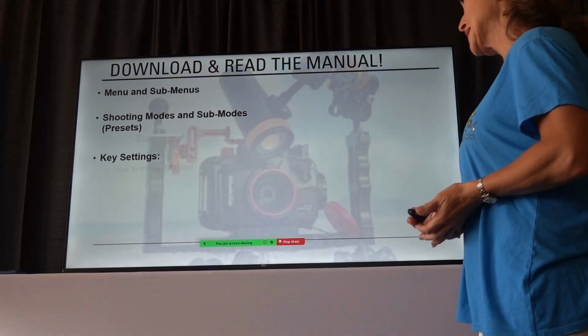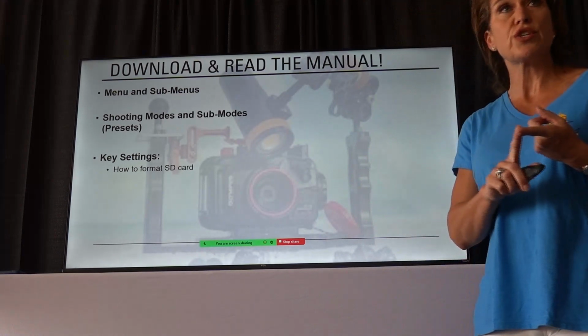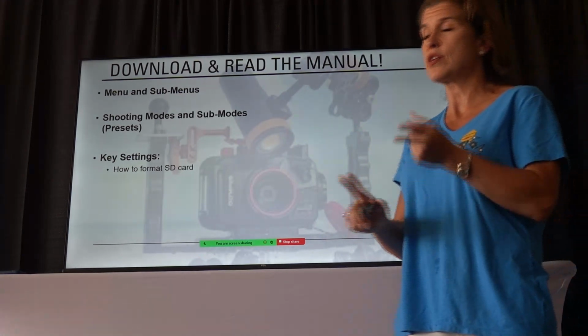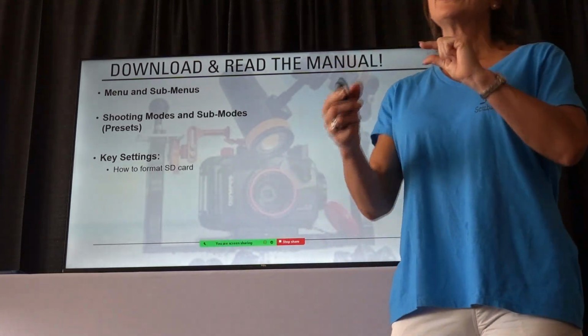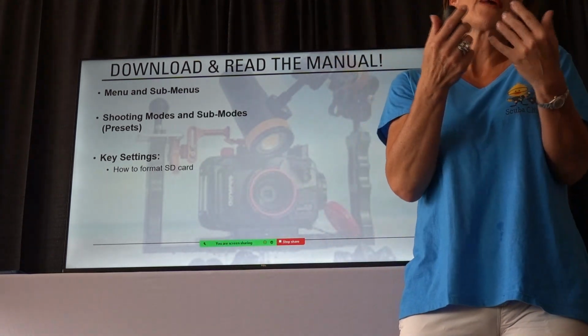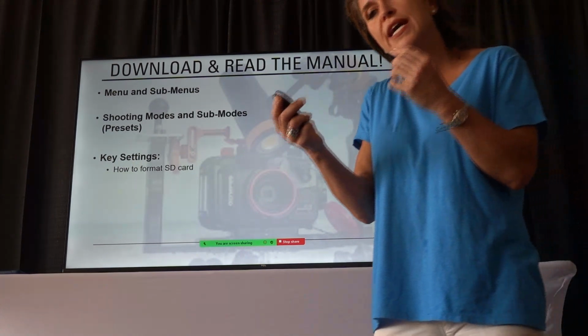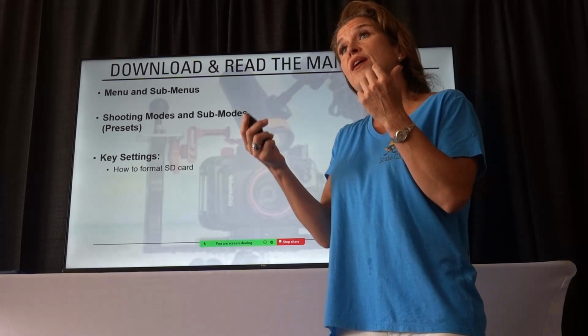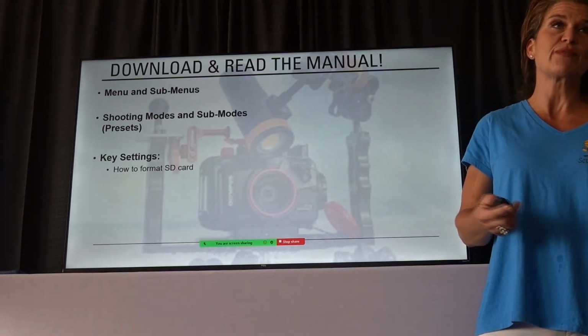The key settings. These are going to be how to format your SD card, which you should do in any camera that you're shooting. Don't just get an SD card out from the package and put it in your camera. Format it to that camera. That camera is going to communicate with the card, and it's going to transfer your images and capture your images to where when you transfer it over to your computer later, it's not going to give you an error.